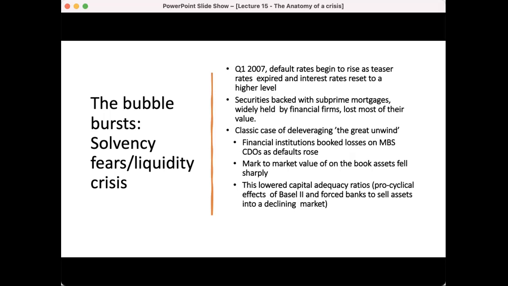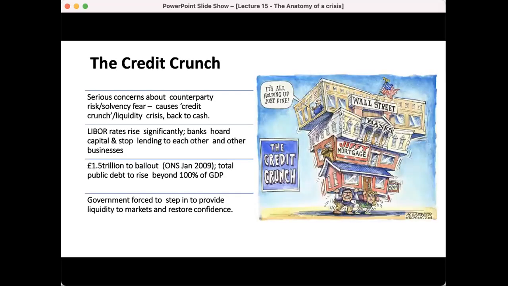So this is putting considerable pressure upon the banking sector. And this all leads to the credit crunch, because you get serious concerns about risk and solvency from people that you are lending to, or other banks that you are lending money to.